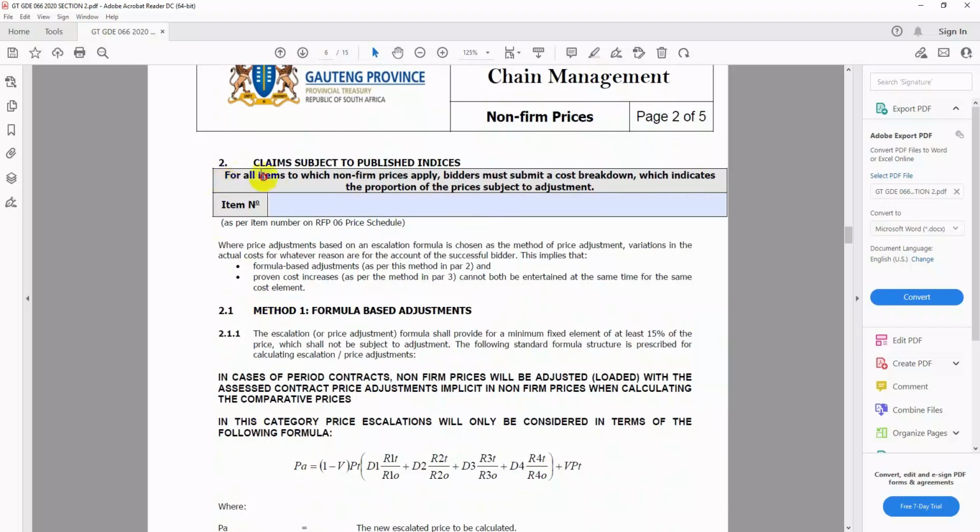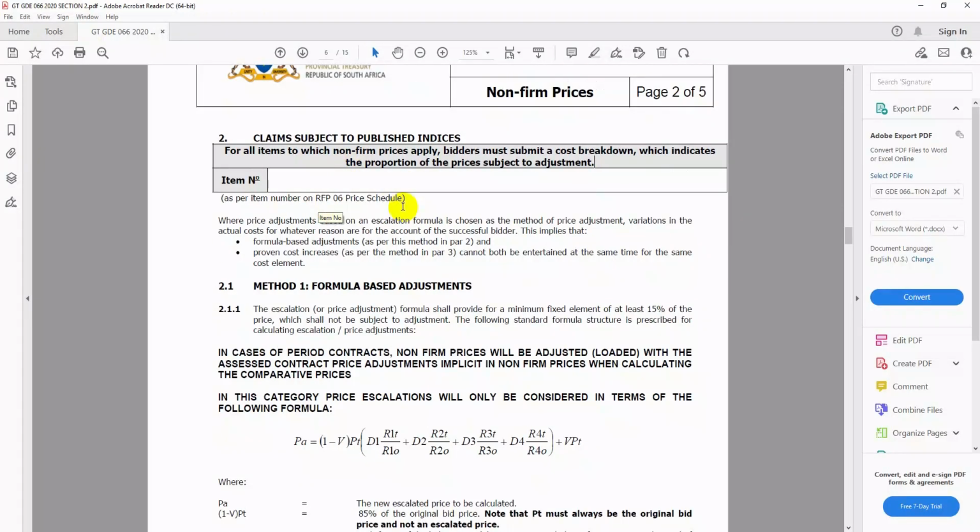And then here, for all items to which non-firm prices apply, bidders must submit a cost breakdown which indicates the proportion of the prices subject to adjustment. So here you will put the items that you need price adjustment on, the things that are not fixed prices. So you will put those items there.